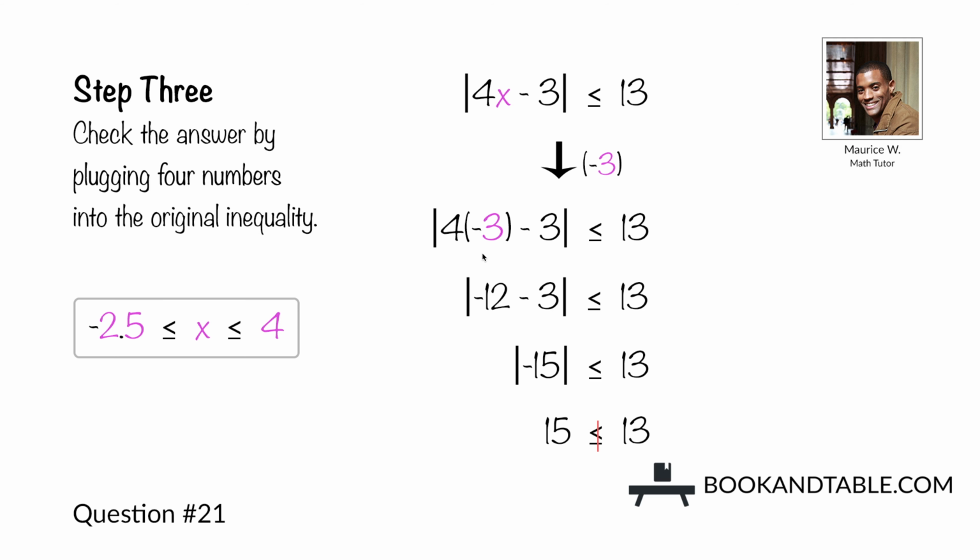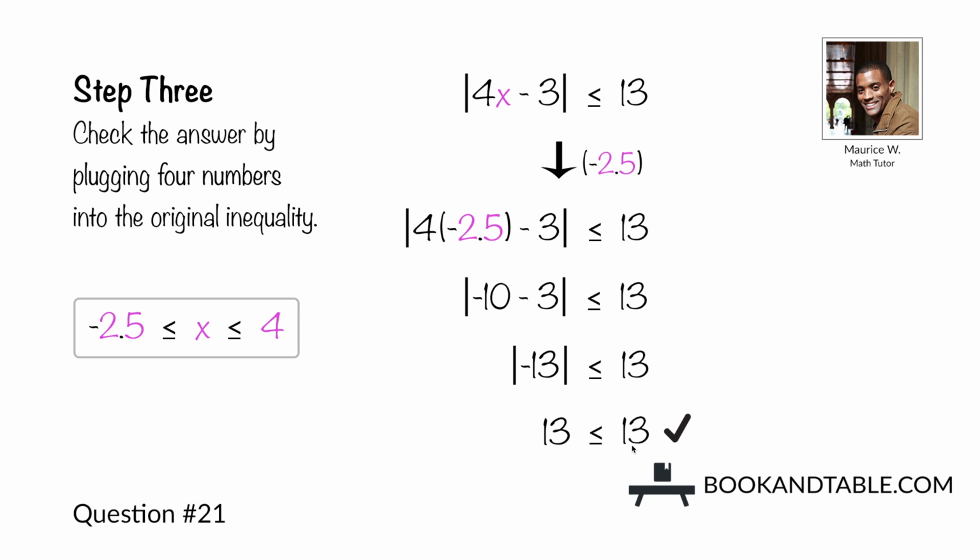So when we plug in negative 3 for x, we get 4 times negative 3, which is negative 12. Negative 12 minus 3 gives you negative 15. And the absolute value of negative 15 is 15. Leaving you with the false statement, 15 is less than or equal to 13.